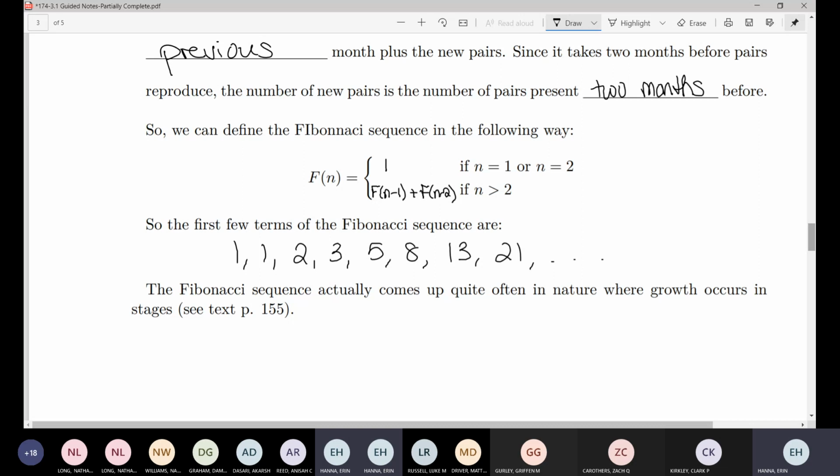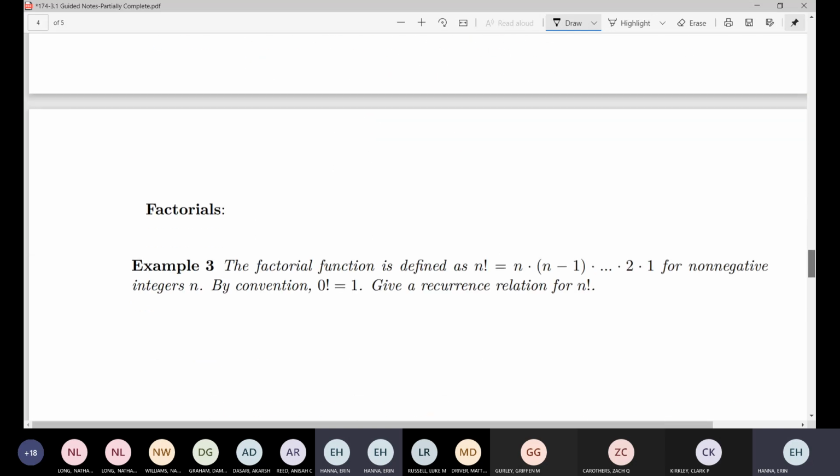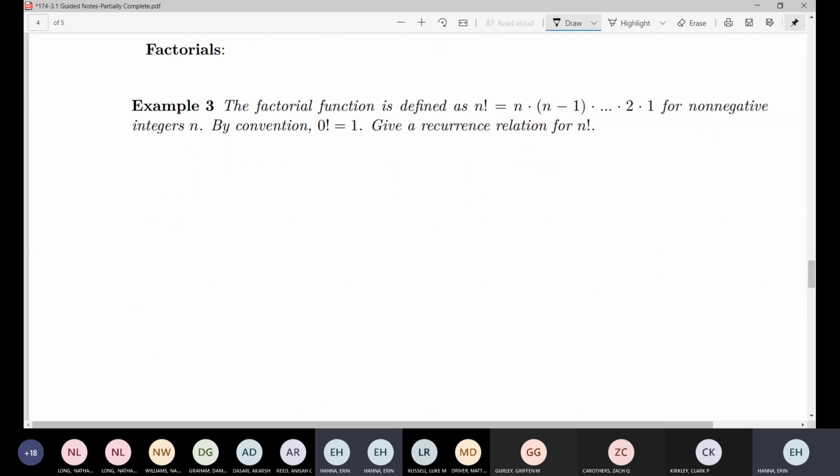Now to do something completely different. That was just an extra example of something we can define recursively. We also have this thing called factorials that we can define recursively as well. The factorial function is written with an exclamation point, which is super fun because it just looks like the variable's yelling.